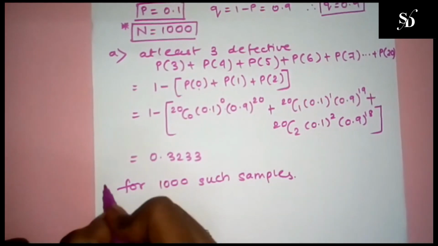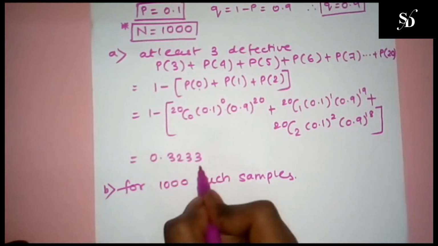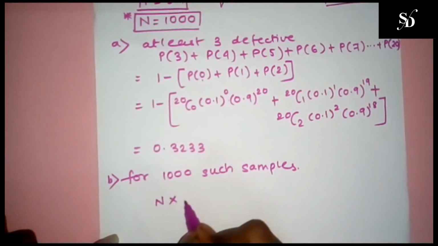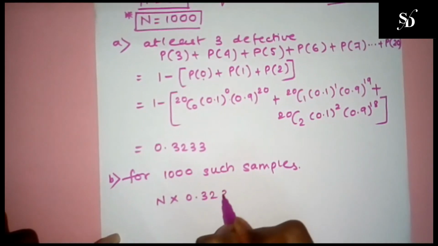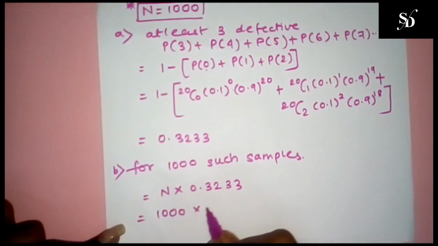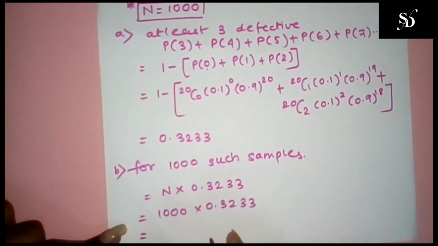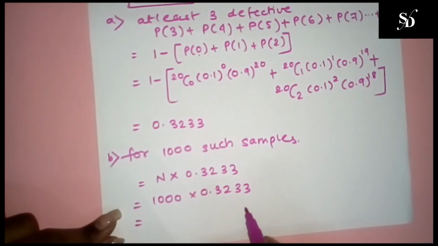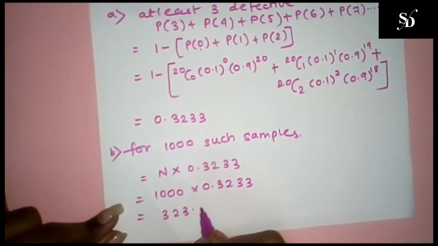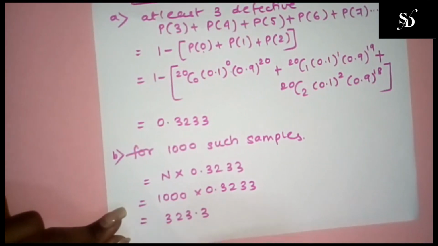Now this is the N condition in this. We have to multiply this thing with 1000 into 0.3233. Now our N is 1000 into 0.3233. Therefore, solve this in the calculator. The answer is 323.3. So this is the final answer.